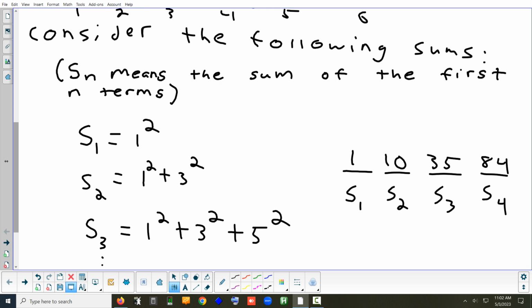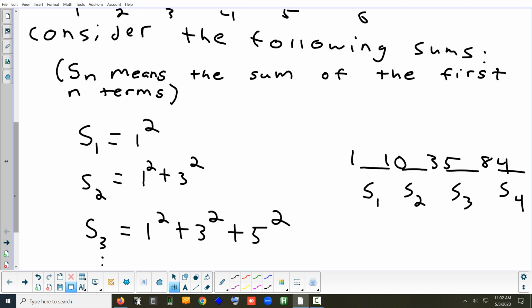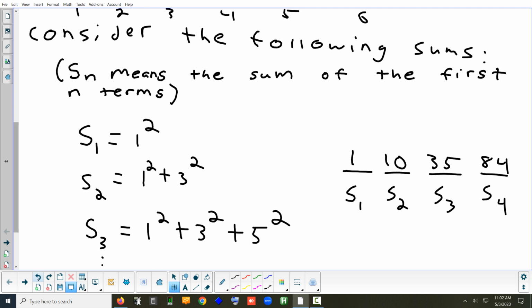Okay, so this is called a sequence of partial sums. And the goal now is to try to predict a pattern in these numbers: 1, 10, 35, 84. Because if I can figure out a pattern here, then I could tell you, say, what S sub 70 would be if I added up the first 70 terms in that sequence. But the trick is going to be, can I figure out a pattern with 1, 10, 35, 84? That can be hard to do. But is there any question on how I got 1, 10, 35, 84? Okay.